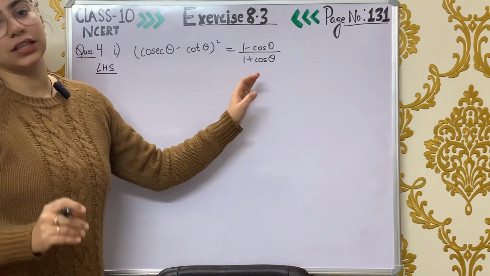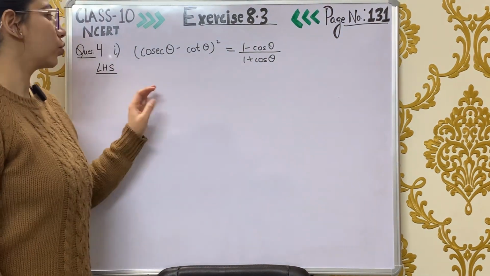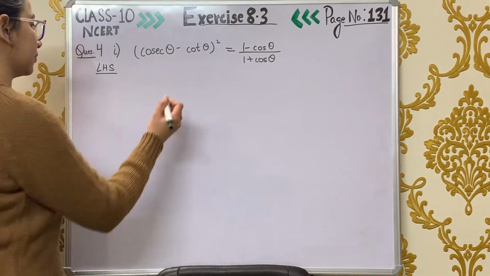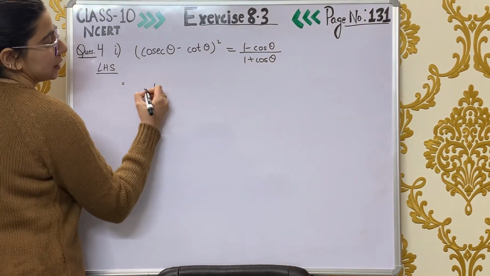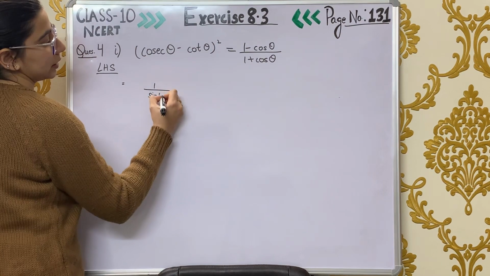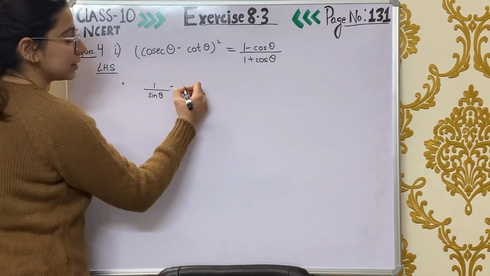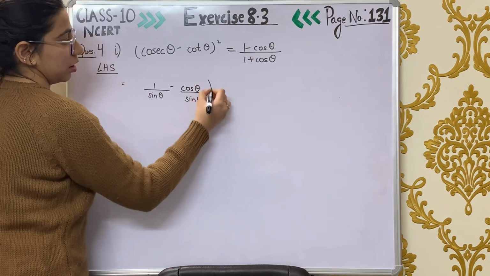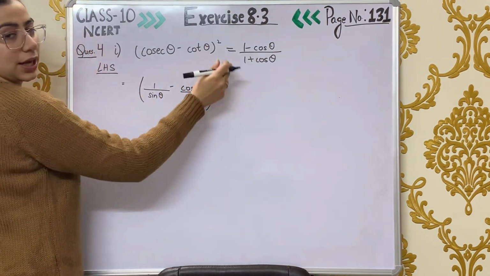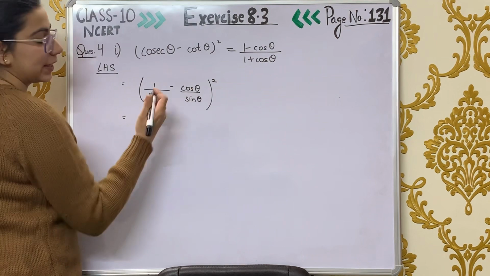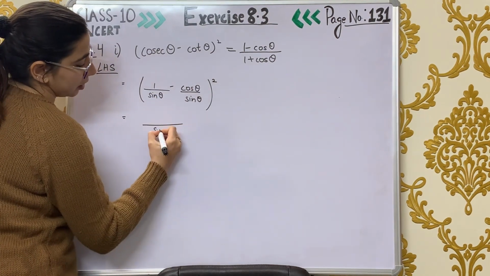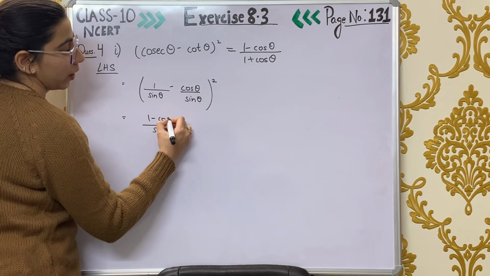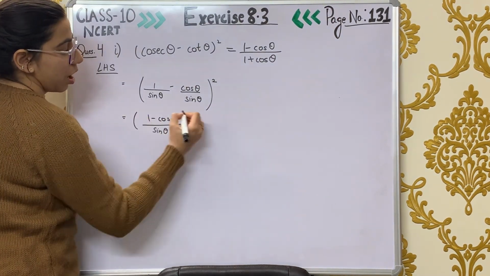We know that we need the answer in terms of cos. So let's convert these cosecant and cot in terms of sine and cos theta. We can write this cosecant theta as 1 upon sine theta and cot theta as cos theta upon sin theta whole square, right, as we are given. Now let's take the LCM. We get sin theta, and in numerator we get 1 minus cos theta whole square.